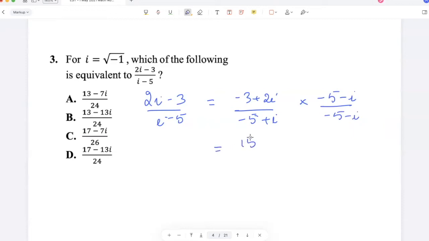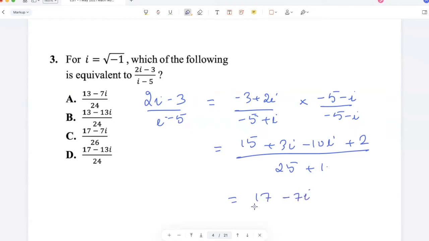So 15 plus 3i minus 10i minus 2i squared. So that's plus 2. And 25 minus i squared, so plus 1. So 15 plus 2, 17 minus 7i by 26. So 17 minus 7i by 26, option C.